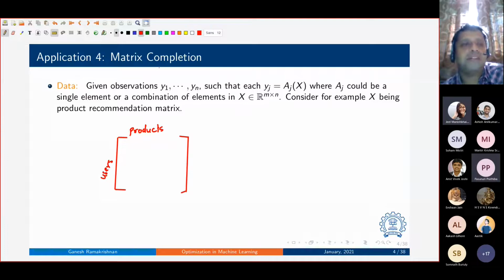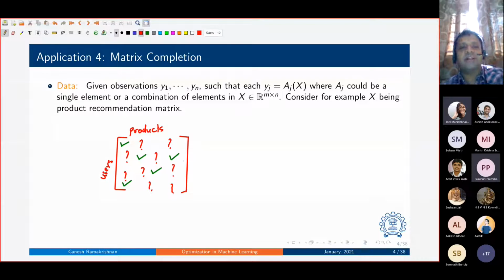And as I mentioned in the last class, some information is known. Certain users have purchased certain products, whereas some of the information is not known, and that needs to be completed. The completion is towards some goal. The Yij, for example, is an end goal.